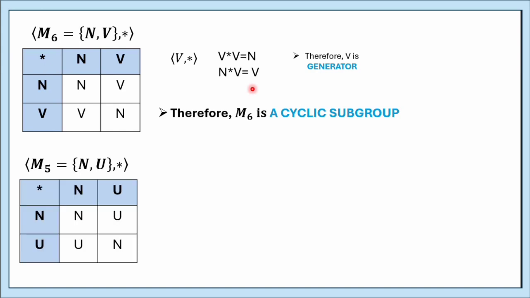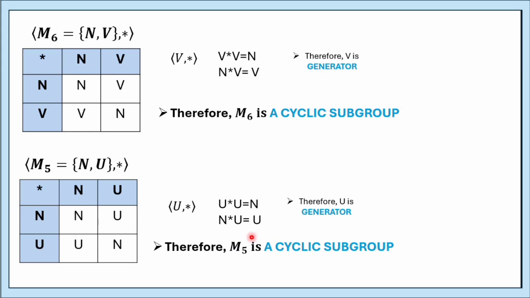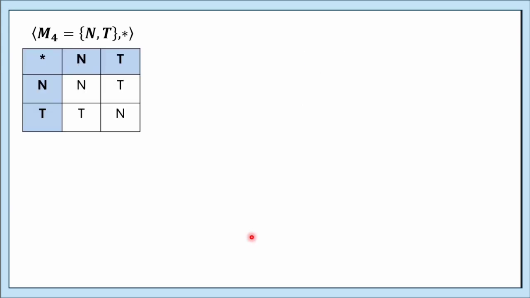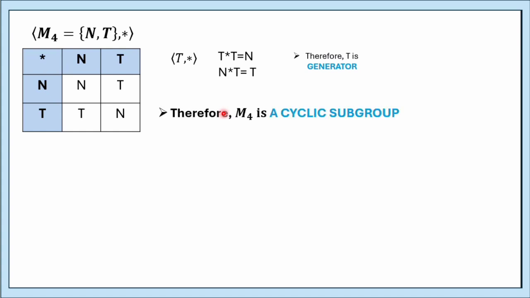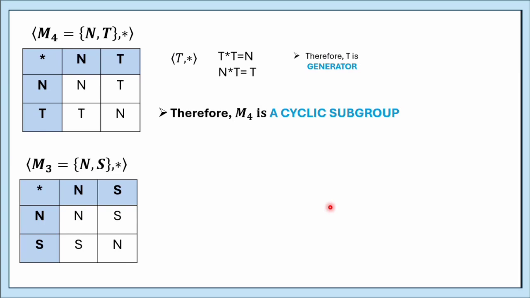Then next, we have M sub 5 is equal to the set of N and U under the binary operation star. So for U, we have U star U is equal to N, and N star U is equal to U. Since U generates all the elements of the set, U is a generator, and therefore M sub 5 is a cyclic subgroup. Then next, we have M sub 4 is equal to the set of N and T under the binary operation star. So for T, we have T star T is equal to N, and N star T is equal to T. Since T generates all the elements of the set, T is a generator, and therefore M sub 4 is a cyclic subgroup.